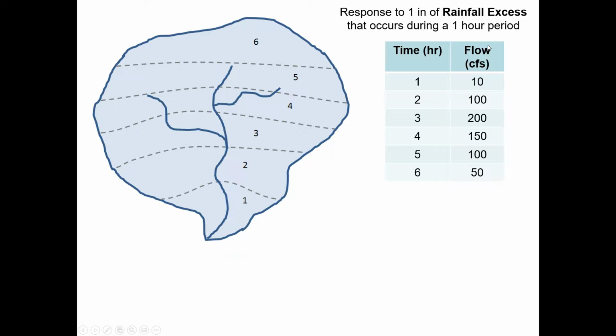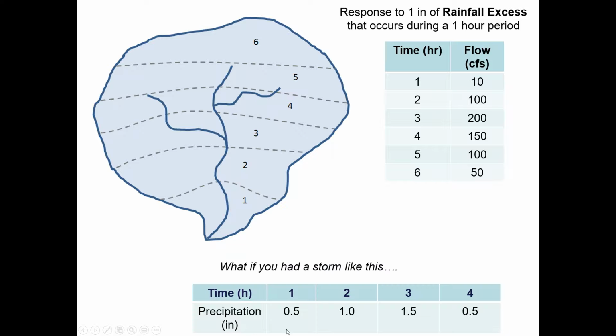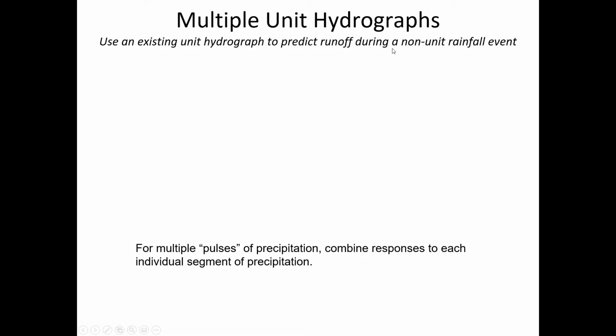So that's the approach. So let's say, for example, what if instead of just 1 inch of rain that falls over the period of an hour, what if we had a storm that was during the first hour a 1/2 inch of precipitation, and then there was 1 inch, and then 1.5 inches, and then half again, but that was broken up over 4 hours. We're going to go through the process of using the unit hydrograph to predict what the runoff looks like. And it's most easily accomplished using Excel, but you can do it by hand. But this is something that Excel handles really nicely. So I'm going to show you how to do it with Excel.